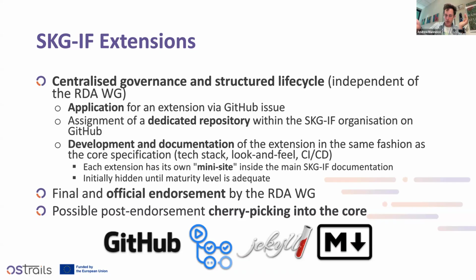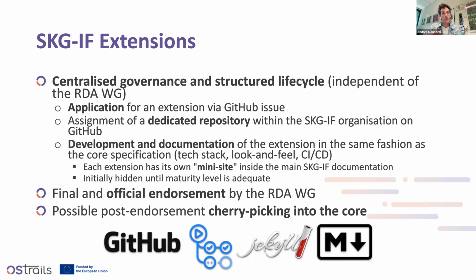I included every extension repository into this continuous integration, continuous development workflow, where every commit that you push remotely on GitHub triggers a recompile of the whole code base and regenerates the web pages online. The trick here is that the mini website of an extension will be hidden initially until it reaches a level of maturity adequate enough to be publicly accessible to anybody. This happens when the RDA working group finally endorses the extension as an official SKG-IF extension.